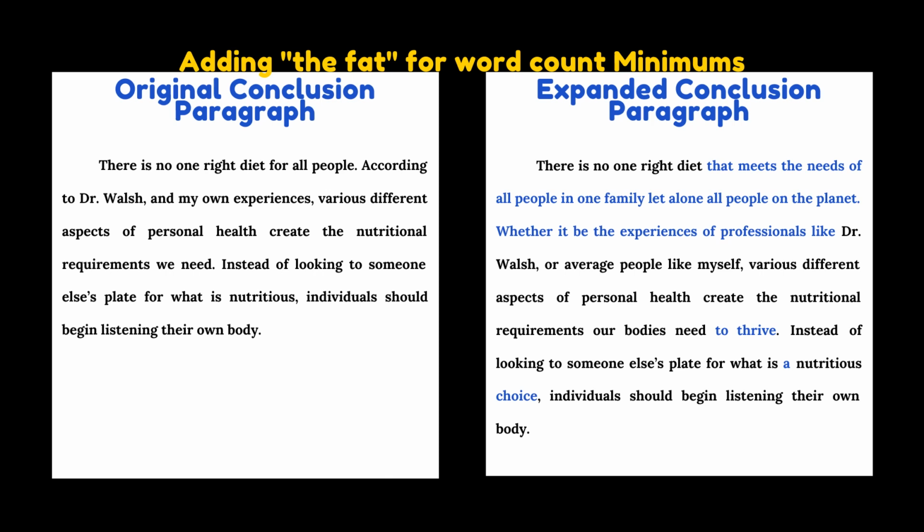So the original paraphrased thesis statement is, there is no one right diet for all people. And the updated one is, there is no one right diet that meets the needs of all people in one family, let alone all people on the planet. So I said the exact same thing, but with more words. And then I added, whether it be the experiences of professionals like, and so on. So you can see clearly here how I just went and added more words while not changing the overall meaning of the paper.